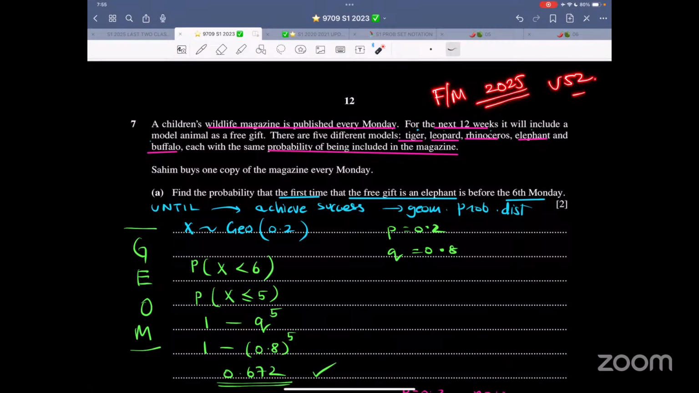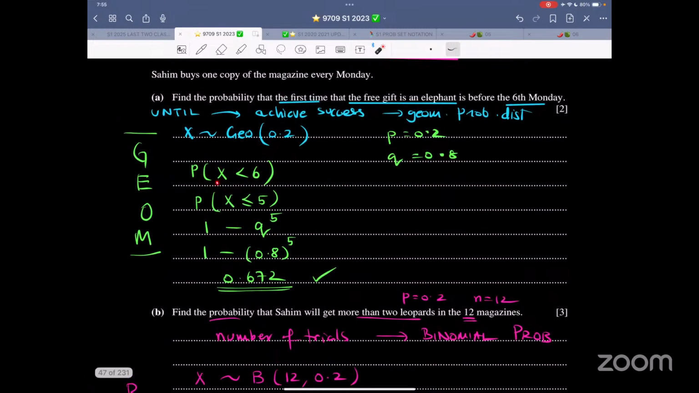There is only one variant. There was something like this also. Even though 12 is mentioned, it's of no use to us. That is not the number of trials because it's before the 6th Monday. So probability X less than 6, probability X lesser than or equal to 5, 1 minus Q raised to power of 5, 1 minus probability of failure raised to power of 5.